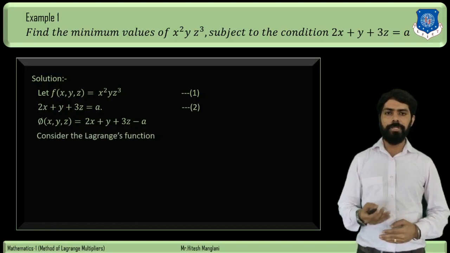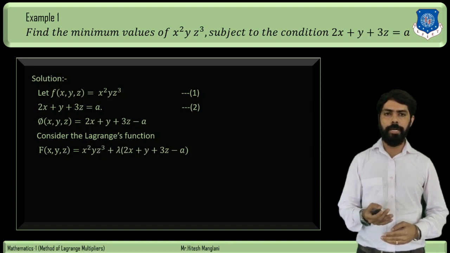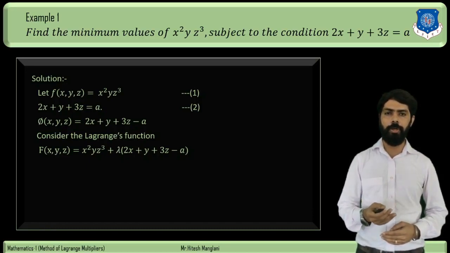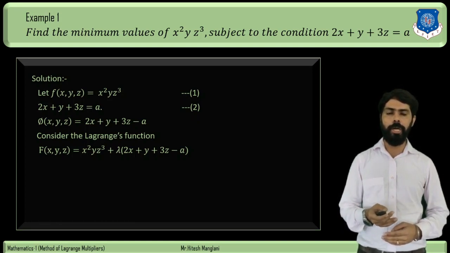Now we will consider the Lagrange's function, which is given by capital F x, y, z is equal to f x, y, z plus lambda into phi x, y, z. Now what is f x, y, z? That is our given function, which is x square y z cube. And what is phi x, y, z? It is the given condition. Therefore capital F x, y, z is equal to x square y z cube plus lambda in bracket 2x plus y plus 3z minus a.